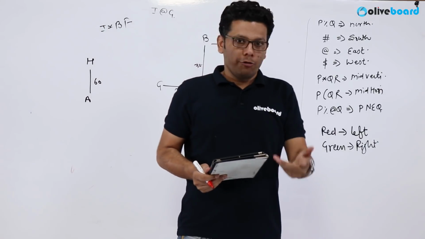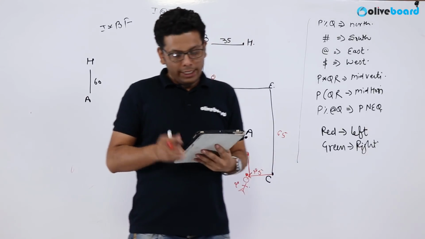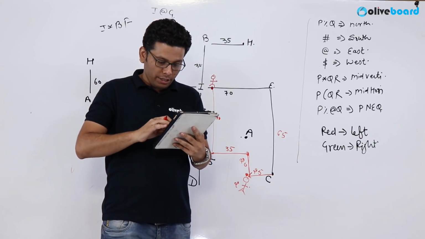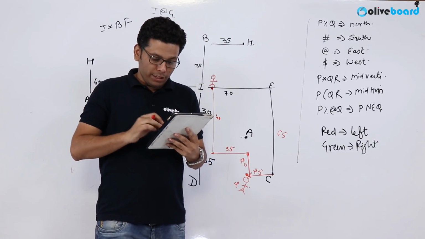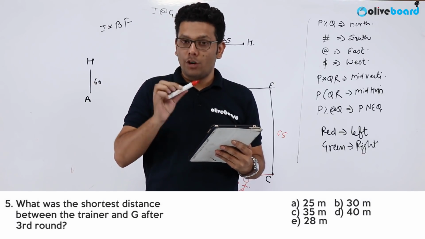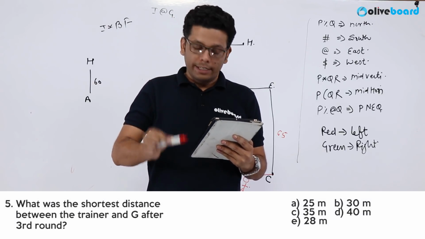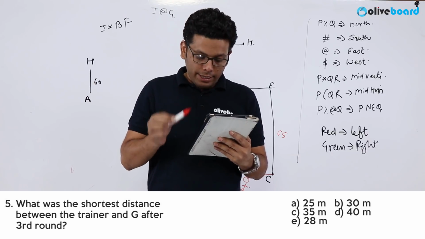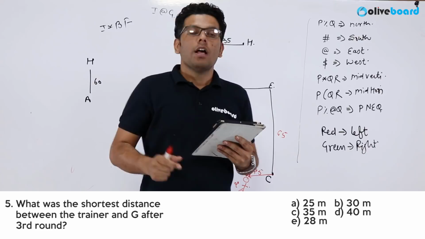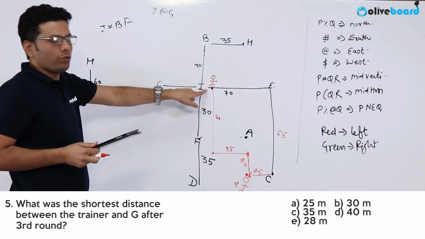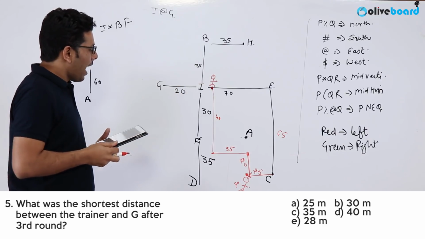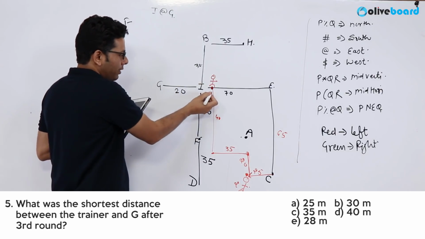Let's move to the question. What is your first question? They have given that the first question is, what was the shortest distance between the trainer and G after the third round? After the third round, this is the position. So trainer and G, can I get the idea of this distance?